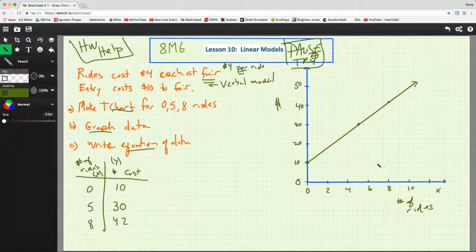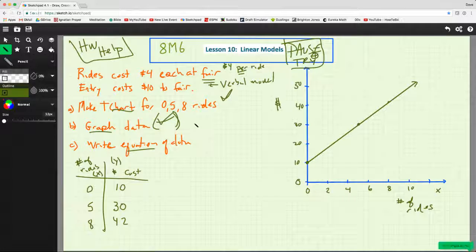So let's see. 6 rides would cost about 34. But we can figure that out by making the T-chart. Remember, graphs aren't perfect predictors, but they can get us pretty close. 10 rides should cost us about $50. Right? Good. So we've graphed our data. We've made our T-chart. Check, check, check, check.